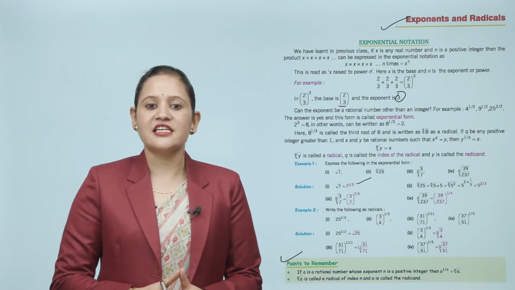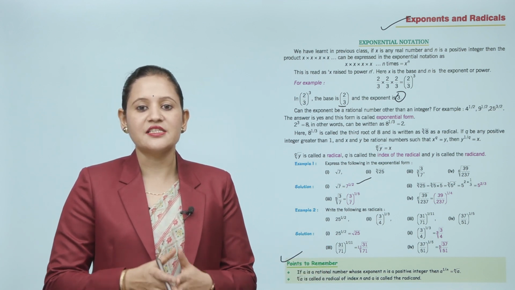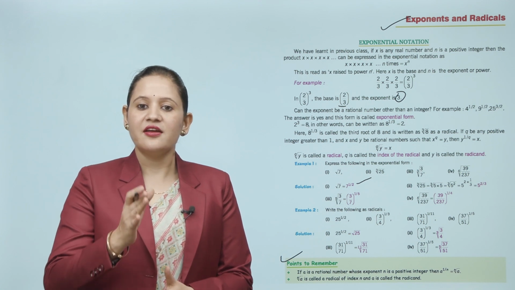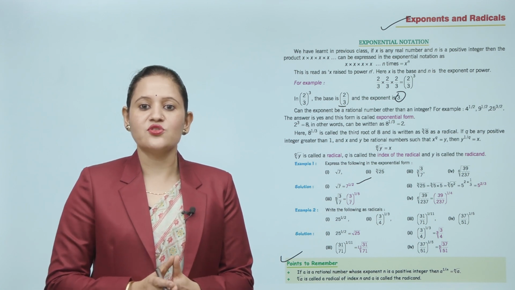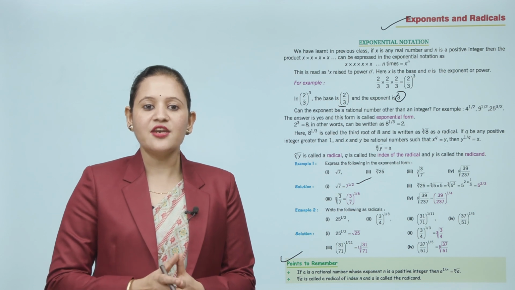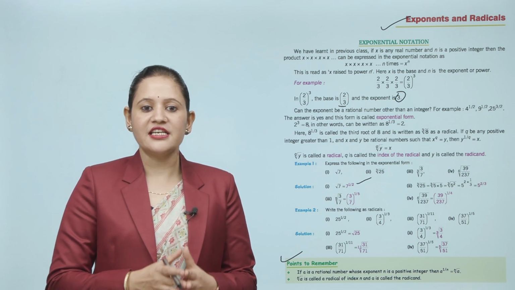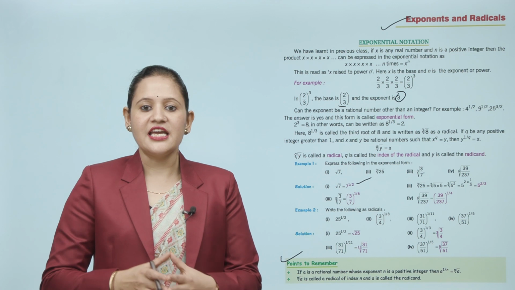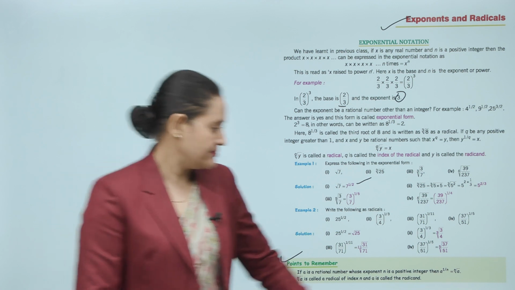If a is a rational number and the exponent n is a positive integer, then a to the power 1 upon n equals the n-th root of a. The n-th root of a is called the radical of index n and a is called the radicand.